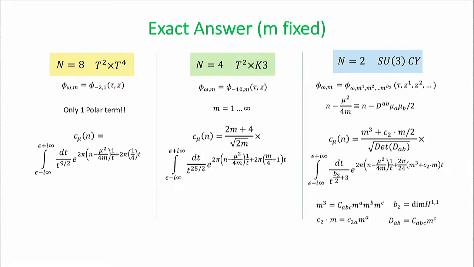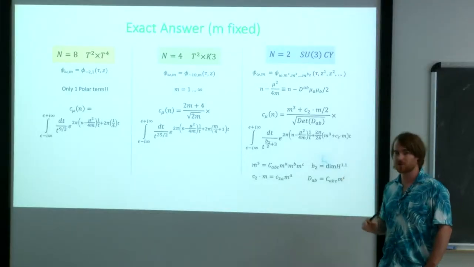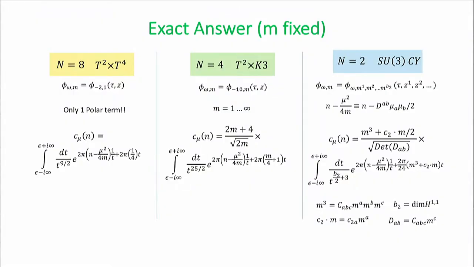You can repeat the same thing, but now for a general N equals 2, SU(3) Calabi-Yau. Now the object is even more complicated because it has not only one index, but an array of indices. So it's a more complicated theta function, and there are various chemical potentials here. But once you work out everything, you still find a Bessel type behavior for the degeneracy, the same form. Then you can read off various things: C_ABC is the triple intersection matrix of the Calabi-Yau, c2 is the second Chern class of the Calabi-Yau, b2 is the dimension of H11, the second cohomology, and D^AB is just this contraction. These are just general properties of the Calabi-Yau. But it's still a Bessel function, and has this factor.